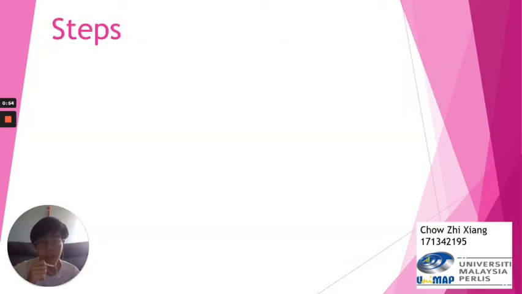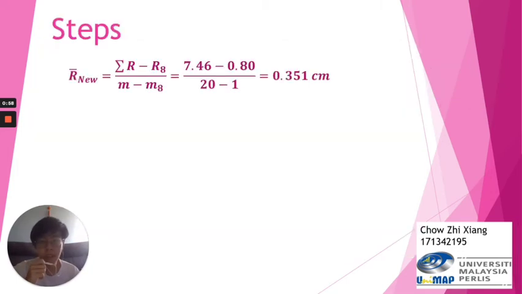So how? So the steps. First of all, we must find a new R. So this is the formula, using the total R minus the R from sample 8, and the number of samples becomes 19 because we remove sample 8 from the chart. So this is the new R. Later we need to find our new upper control limit and lower control limit.